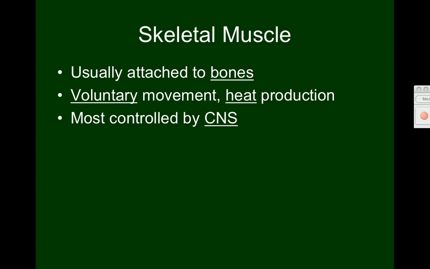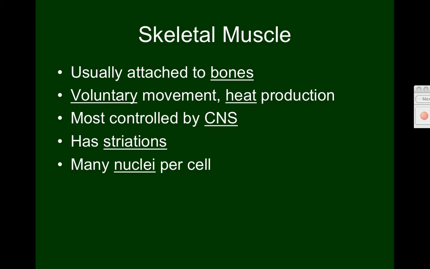Most of them are controlled by the central nervous system. They also have striations, so you will see, it's actually kind of purple on the slide, an alternating pattern of dark purple, light purple bands with the skeletal muscle sample. And we also have many nuclei per cell.